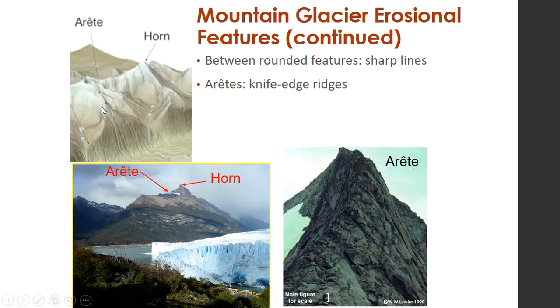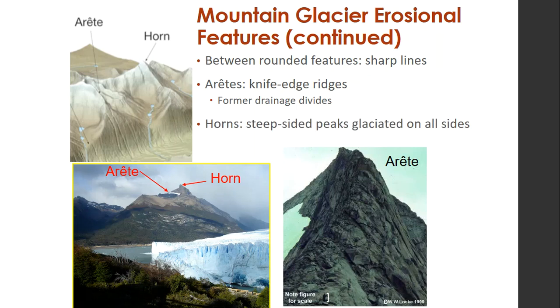Arêtes are these knife-like edges between these shapes. So here's a picture of an arête. They are former drainage divides or markers between those watersheds. And then horns are those steep-sided peaks that have been glaciated on all sides. And so you can definitely see these in the Alps.